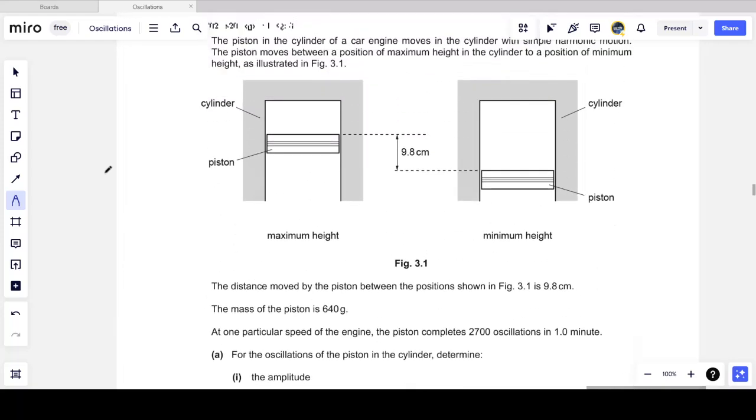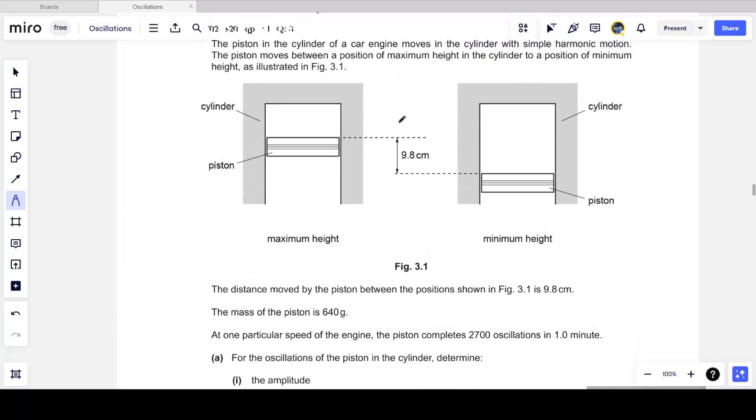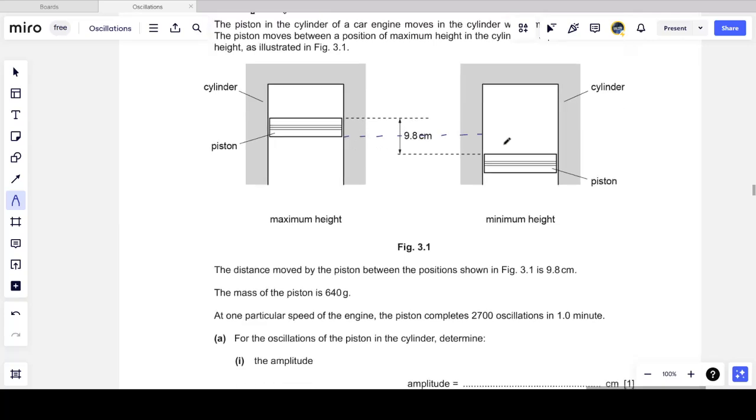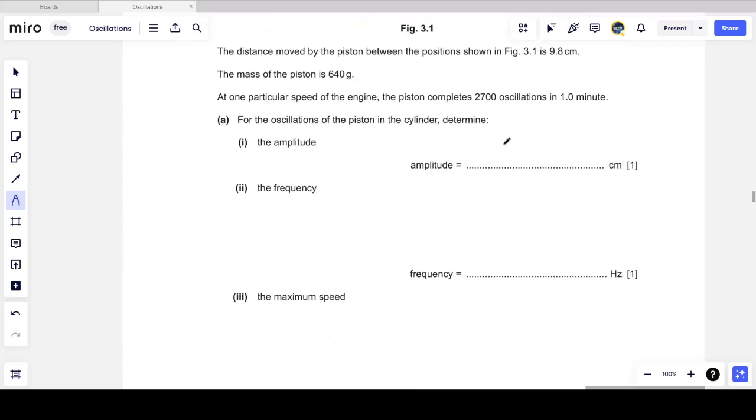Okay, so we can see that the total distance from maximum height to minimum height is 9.8 centimeters. So if the equilibrium position is somewhere in between, then the amplitude would be half that total distance. So half of 9.8 centimeters, the answer is expected to be in centimeters. Half of 9.8 is 4.9 centimeters. So simple, I can just write that down, it's worth 1 mark.